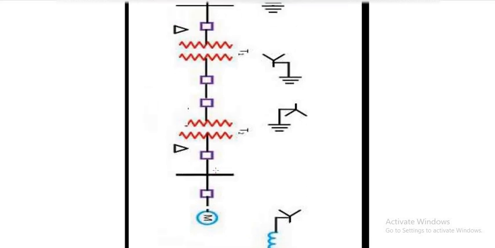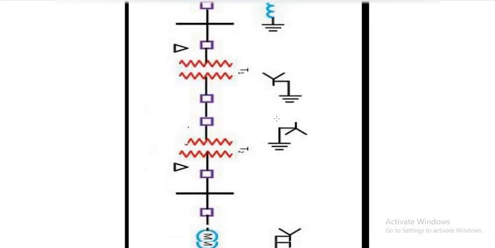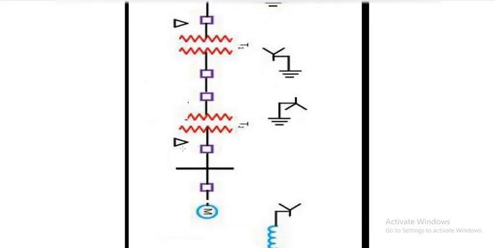One more thing you have to observe over here is the star marking. So you can see it's a star connected system, but over here it is delta, the primary of this step up transformer, and the secondary you can see is star connected. So just observe the connections.